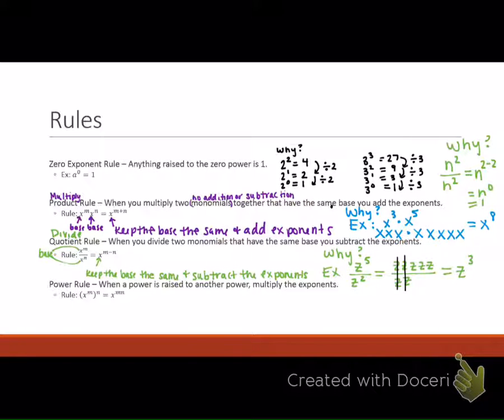Okay, finally the power rule. Power just means an exponent to another exponent. When a power is raised to another power, you multiply the exponents. So we're going to be multiplying the exponents here. So why is that?